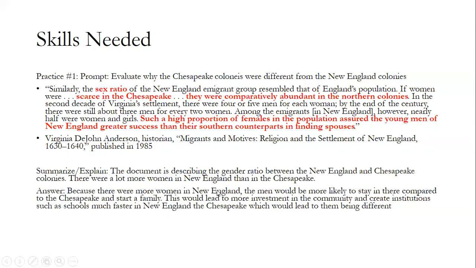Because there were more women in New England, the men would be more likely to stay there compared to the Chesapeake and start a family. This would lead to more investment in the community and create institutions such as schools much faster in New England than in the Chesapeake, which would lead to them being different. So I connect the idea of starting a family to schools, which isn't directly talked about in the document, but I know that this is true from my notes. So this is usually going to require you to know some outside information and use that to explain as well.